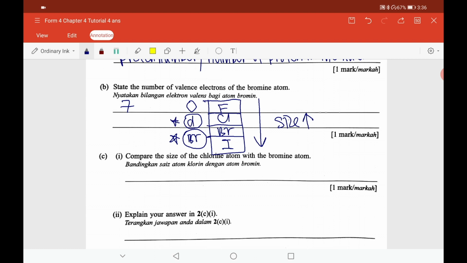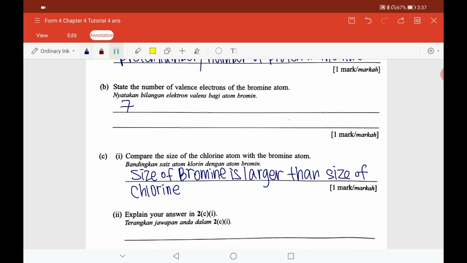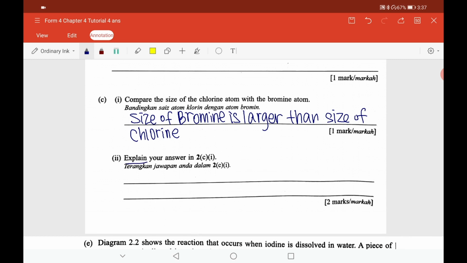So you can say the size of bromine is larger than the size of chlorine. Or you can go the other way around and say the size of chlorine is smaller than the size of bromine. No problem, as long as you can tell who has a bigger size and who has a smaller size, that is good enough. Now you need to explain your answer.